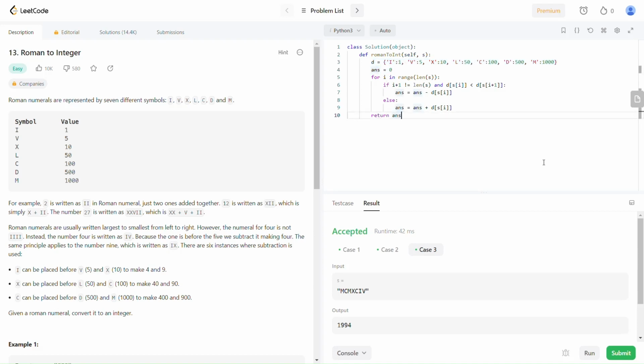Following that, the method uses a for loop to cycle through the string S. It determines whether a character's value is lower than the value of the following character in the string. The value of the current character is deducted from the total if this is the case. Otherwise, it increases the total by the value of the current character. The total answer is returned at the end.